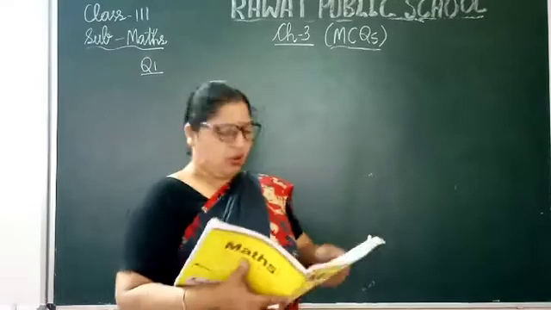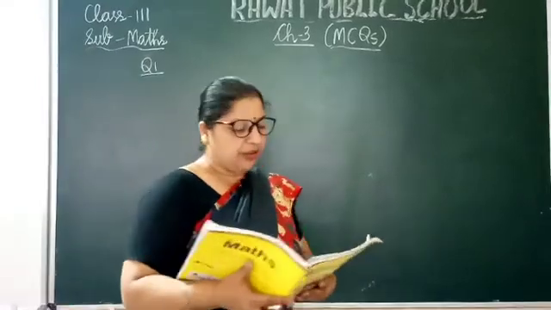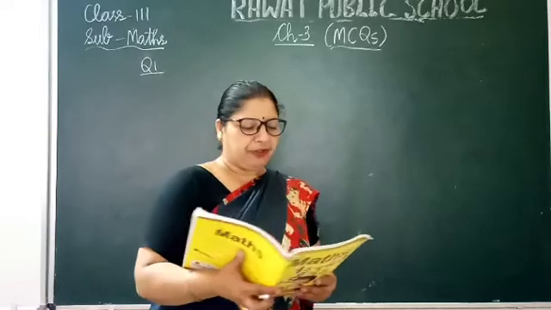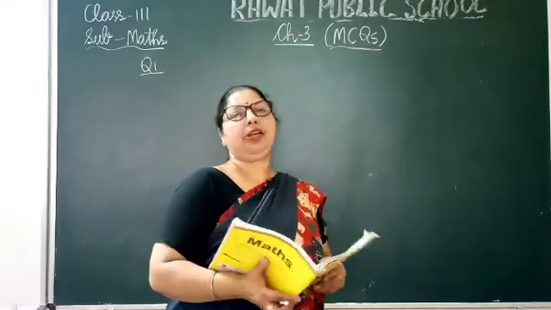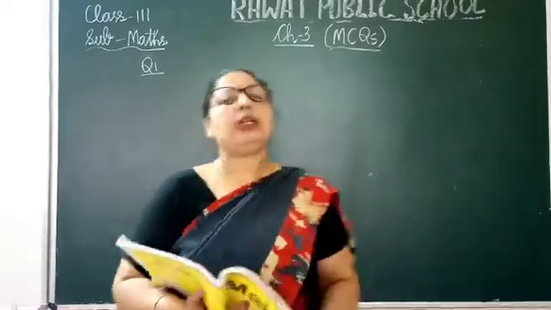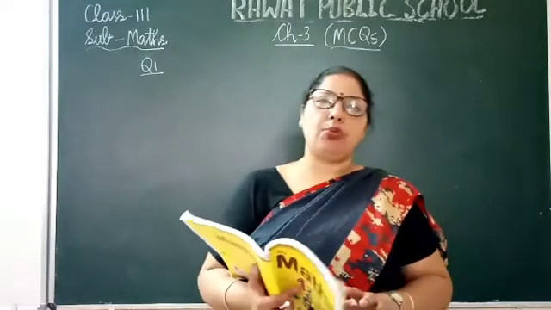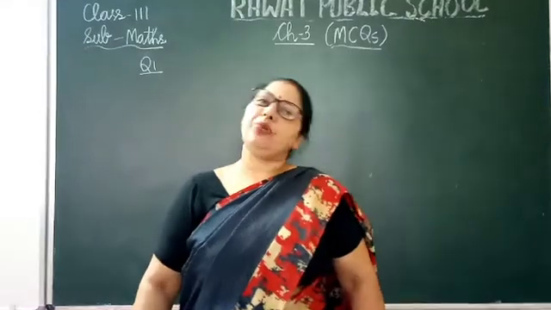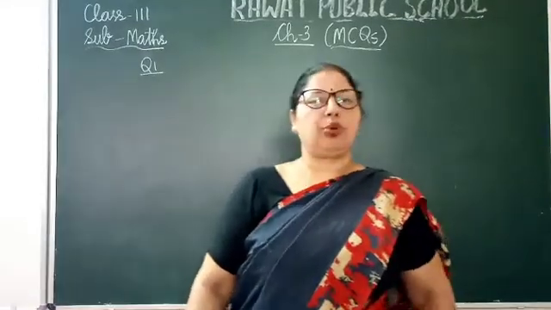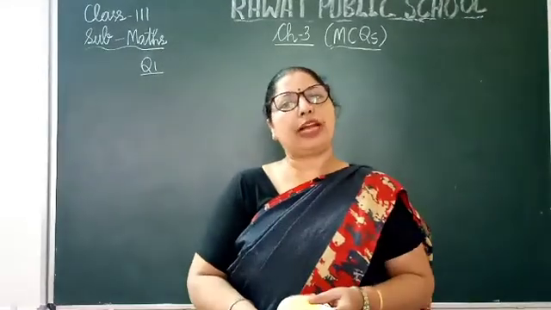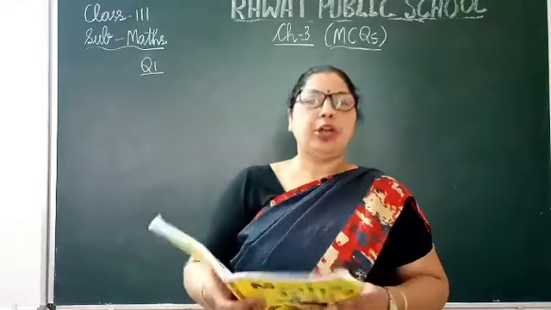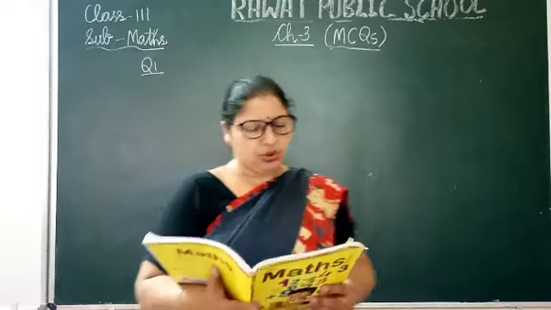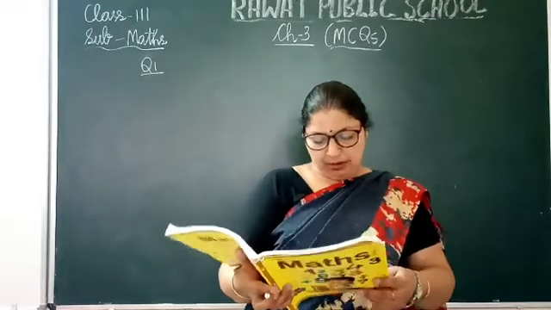So now we start. Question number 1 is: what should be added to 754 to get 800? Students, you will do these MCQs in your book. After your copies are checked, then you will do them in the maths notebook. Now you will do this in the book. So open your book, page number 52.